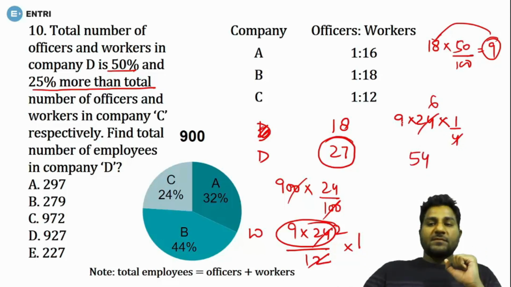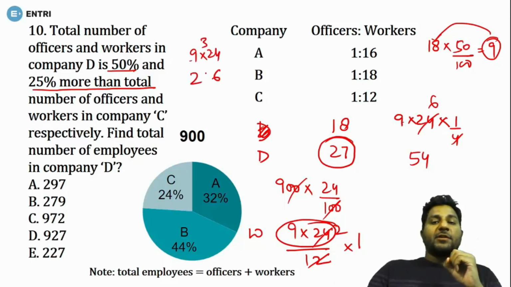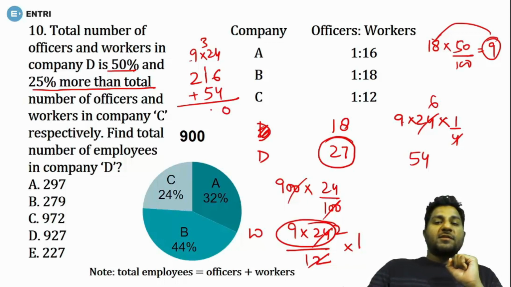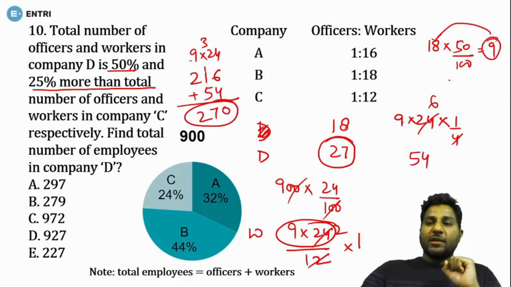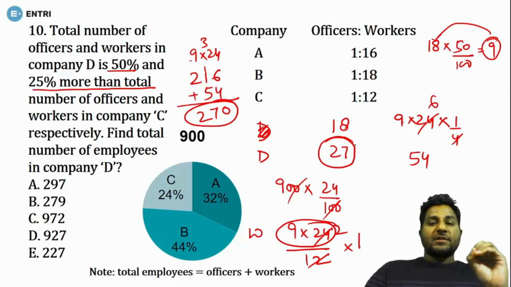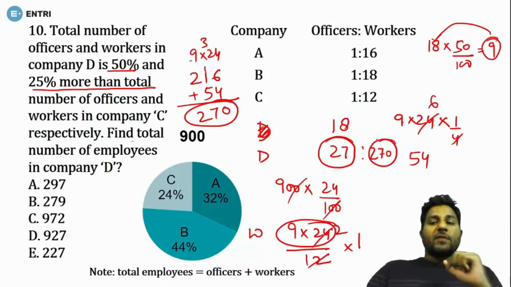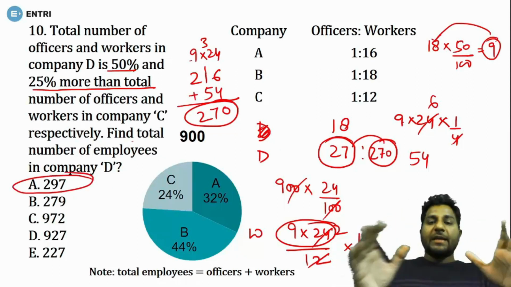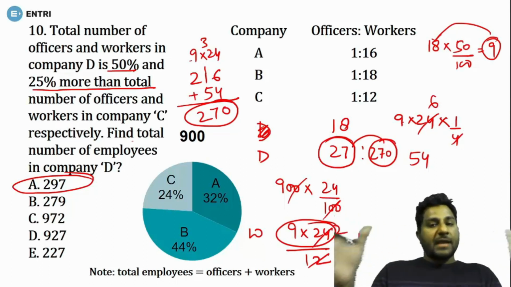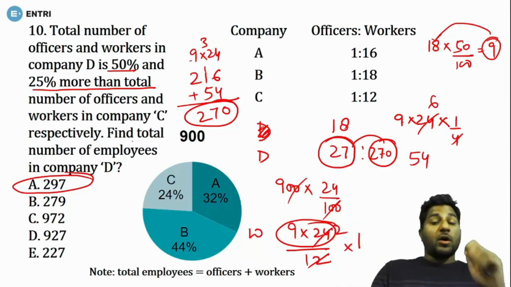54 more. And this data generates, that means 9 into 24 generates 9 4s are 36, 9 2s are 18, so 216. So if we add 54 here, we will be getting 270. Okay, so that means D's officers were 27 and D's workers were 270. Find the total number of employees of company D, and that makes the total 297. So it was a clear case of solving a particular question within time. I hope you all have got this concept.